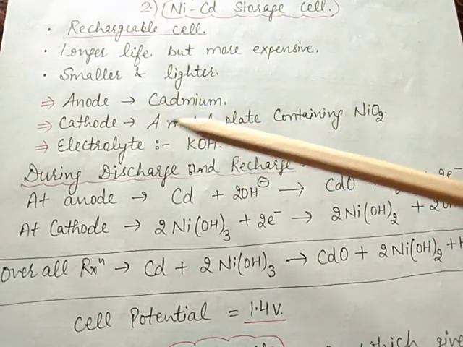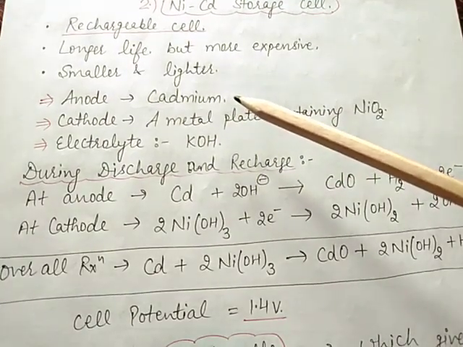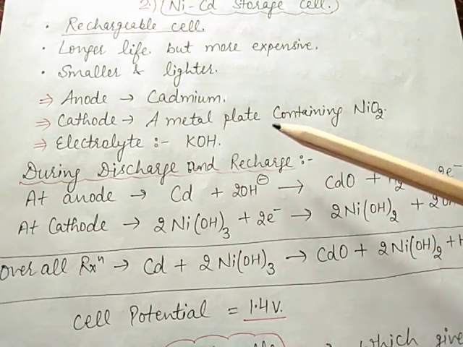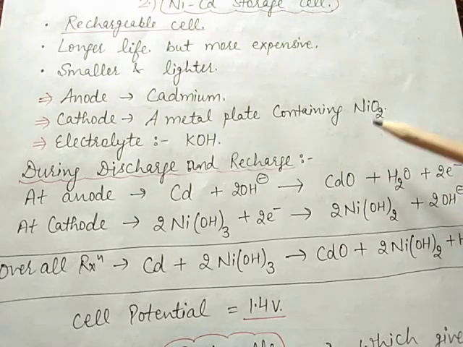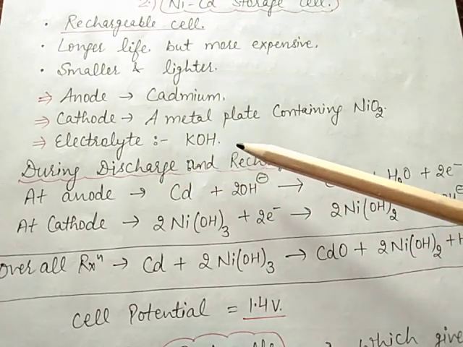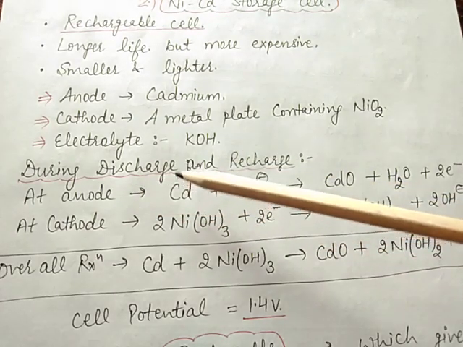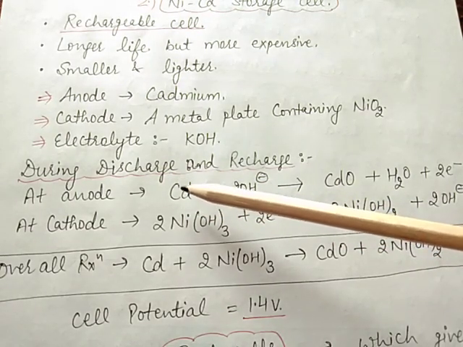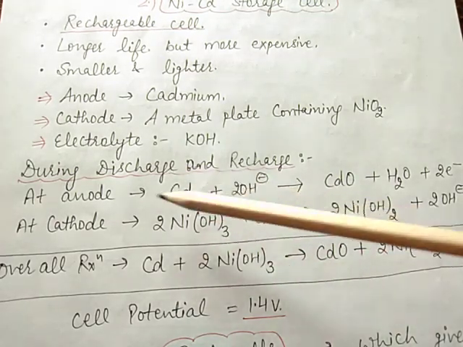At anode, it is made up of cadmium, and at cathode it is made up of a metal plate containing nickel dioxide, and the electrolytic solution in this cell is KOH, potassium hydroxide. During discharge, meaning when the current is passed, the cell reaction takes place at anode.